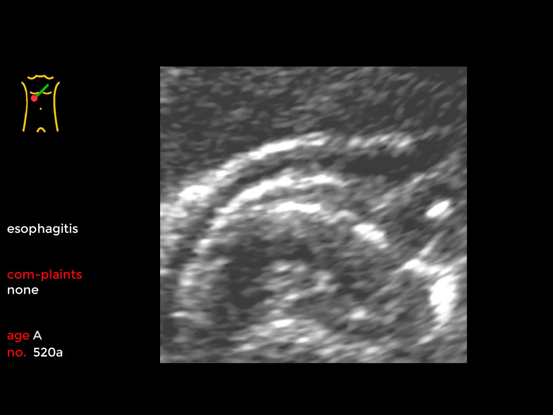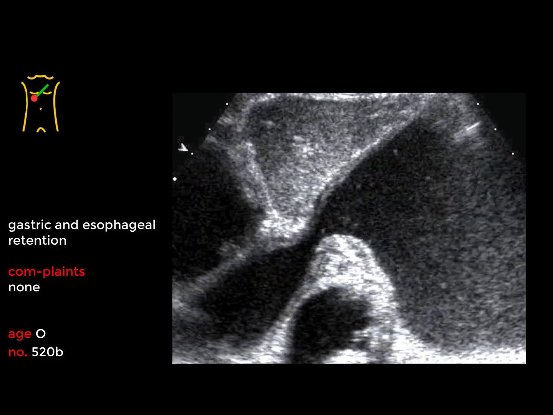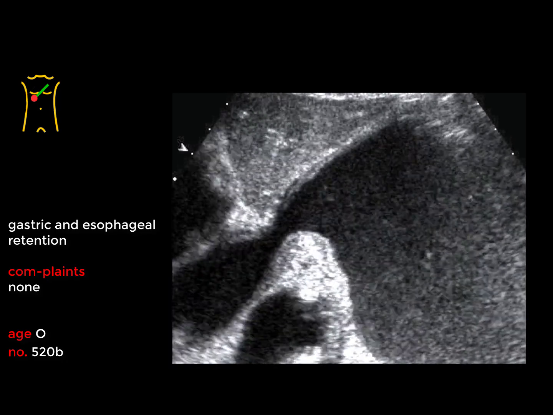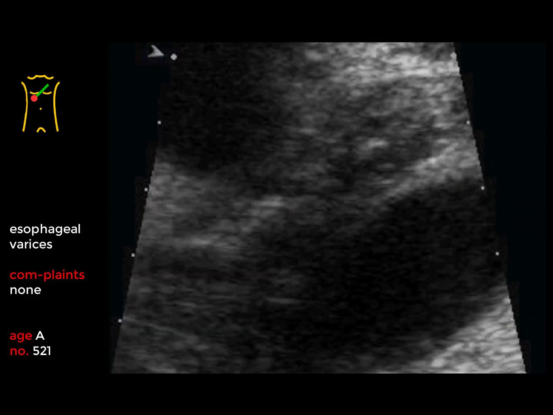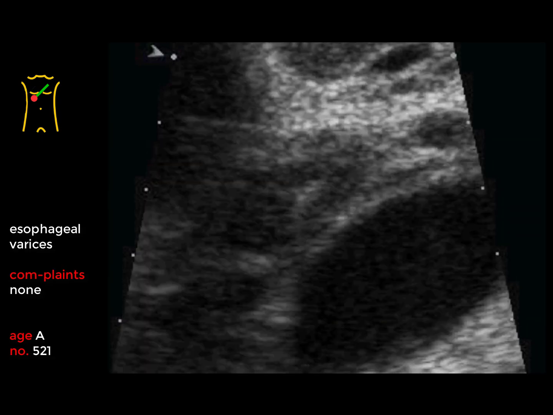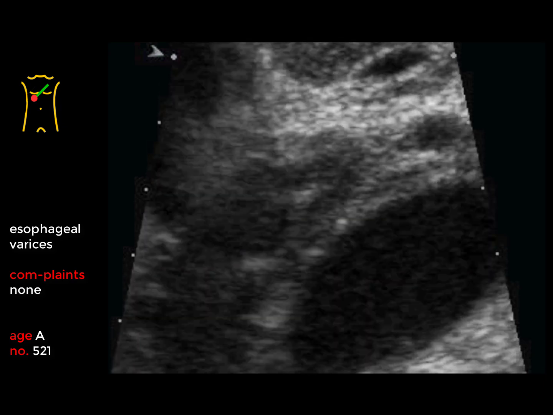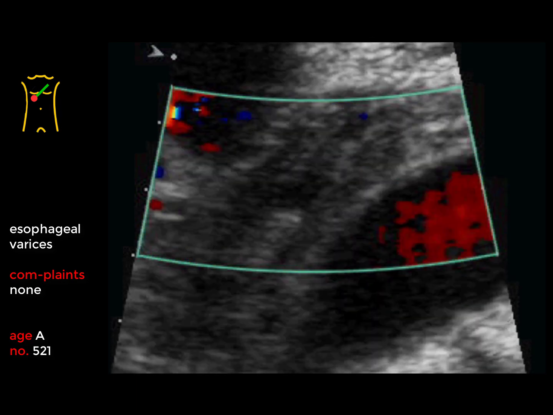But let us consider thickening of the wall layers in other examples as well, like for example in case 528 with the reflux esophagitis, or in case 520b with a massive gastric retention. See also 5.1.2 in BETTER-ULTRASOUND. In case 521, thickening is caused by seldom percutaneously visible esophageal varices.